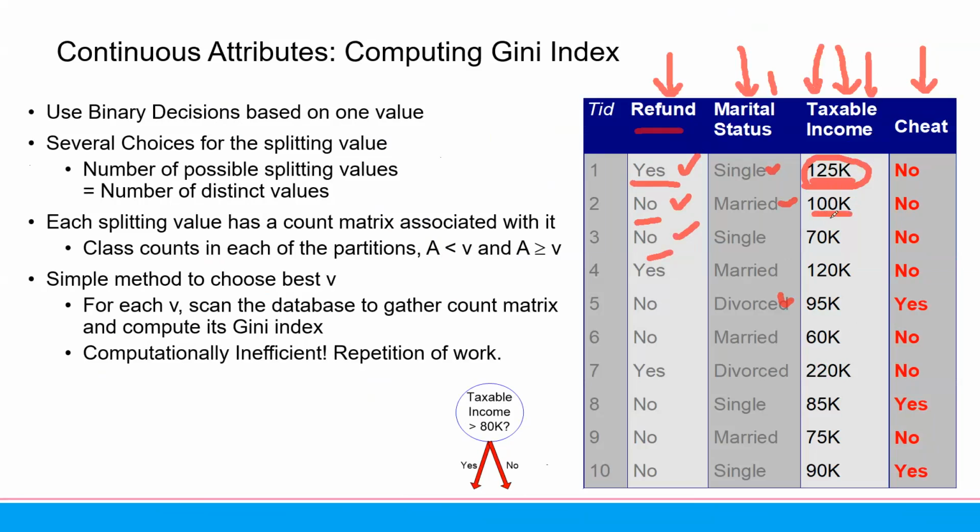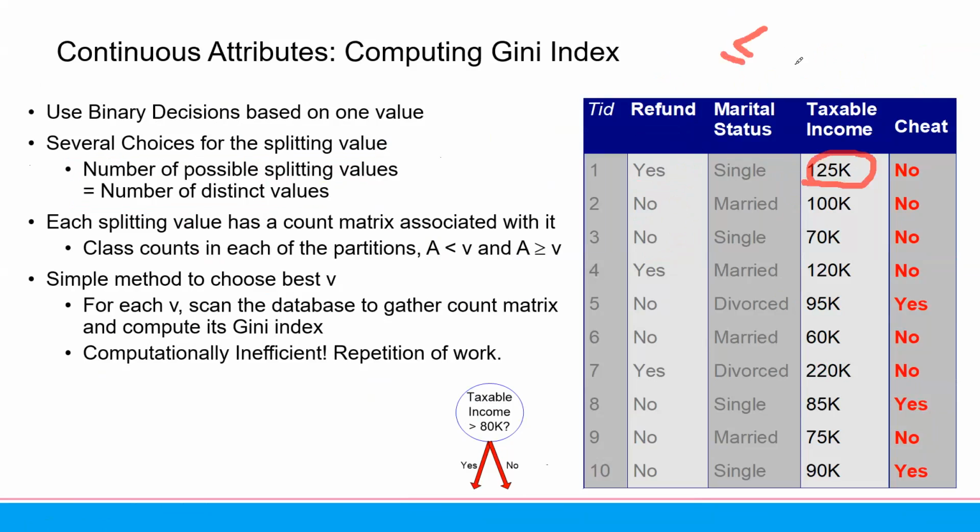How can we make this the splitting? There might be some choices for the splitting values. The number of possible splitting values is equal to the number of distinct values, so you can use every value. For example, now I use the splitting value 125K. Then you will check if it is less than 125K and if it is higher than 125K. Is there any number below 125K? 1, 2, 3, 4, 5, 6, 7, 8. And is there any value which is higher than 125K? We have 1. So we will calculate.